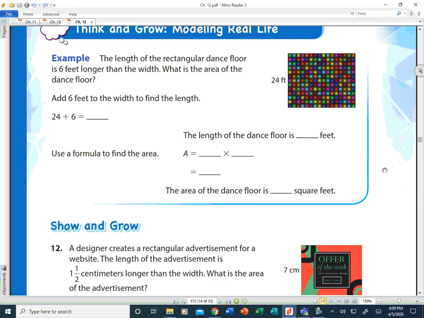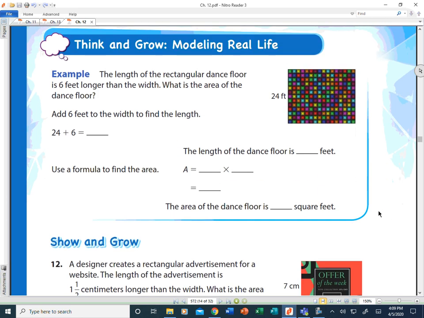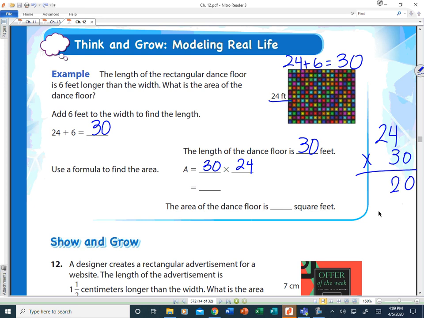Okay, now think and grow, modeling real life. Example: the length of the rectangular dance floor is 6 feet longer than the width. What's the area? Well, here's the width. It's 6 feet longer than that, just meaning we're going to add another 6. That would be 30. Now that we know that our length is 30, we can take our length times our width. And I'm going to do the good old-fashioned kick and squish. 3 times 4 is 12. 3 times 2 is 6, plus 1 is 7. 720. So the area is 720 square feet.